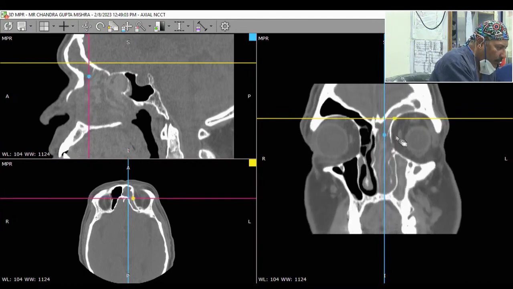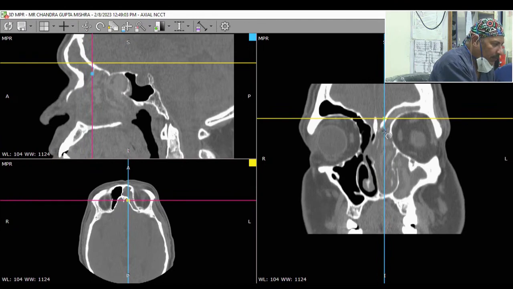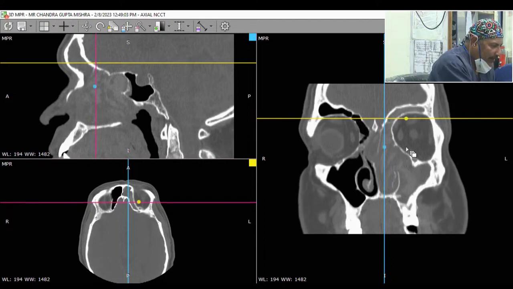Now, as we go behind, see now, this is the cribriform plate coming into the picture. See the cribriform plate, crista galli, the olfactory fossa. This is supraorbital pneumatization. See this huge pneumatization of the supraorbital system, both sides supraorbital cells.